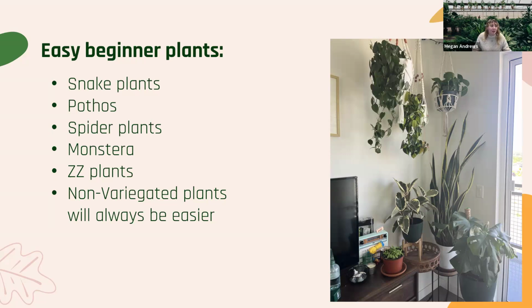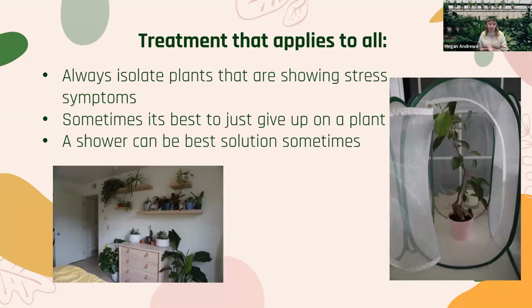Okay. So let's talk about treatment that applies to all. When you're isolating your plants, it's kind of hard to find an area that's completely away from all of the other plants. Insects fly a lot of times. I recommend these insect breeding habitats. You can purchase these at a lot of different gardening stores or Amazon. They're meant to be for raising insects, but they're also great for putting a plant in and trapping the insects in there.